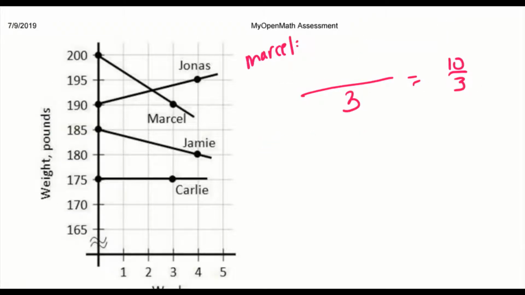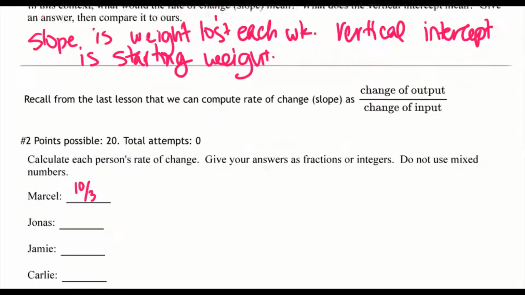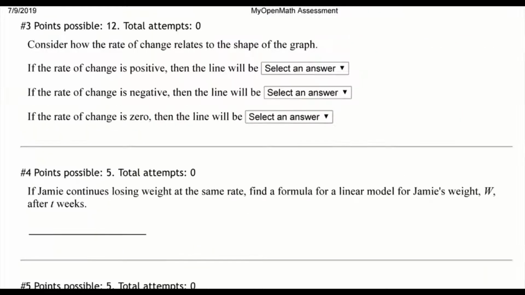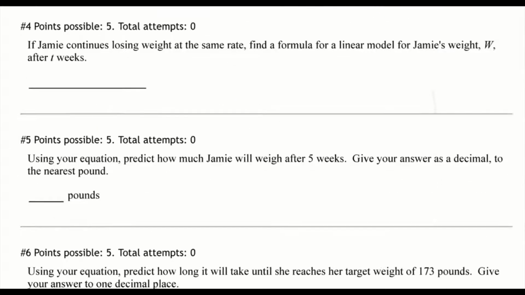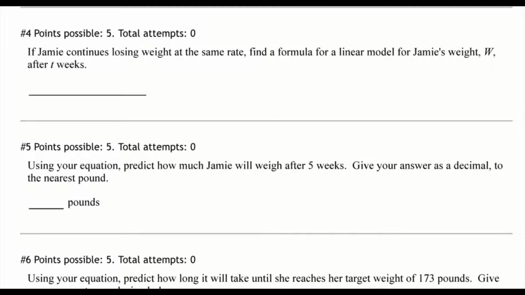For Jonas, I've got to make sure I have the order correct. You do the same for Jonas and everyone else. So positive rate of change is up, negative is down, 0 is flat. There was one person that had a flat rate of change. Jamie continues losing weight at the same rate, so negative.